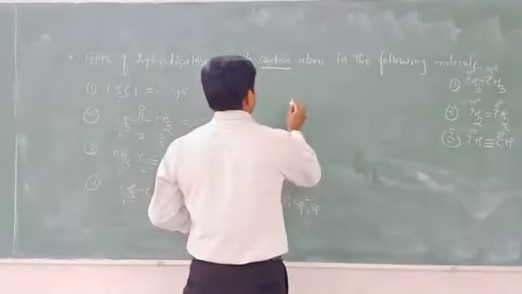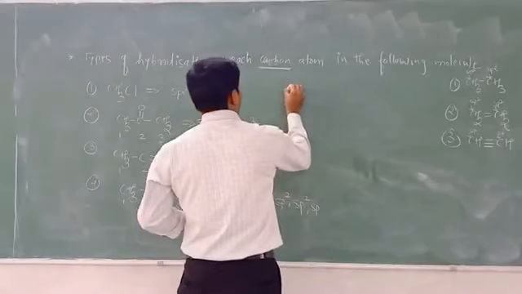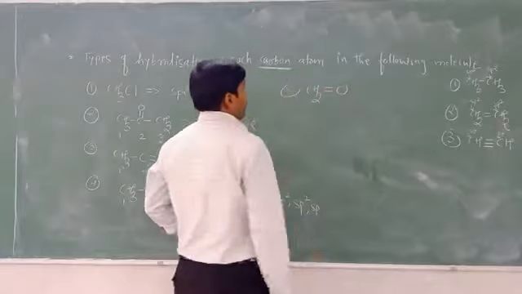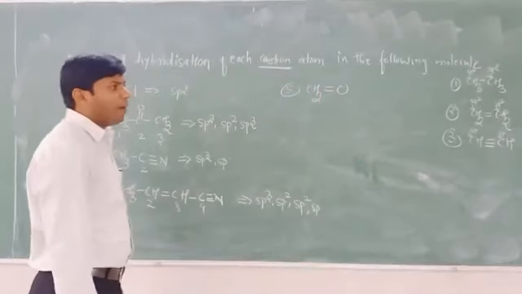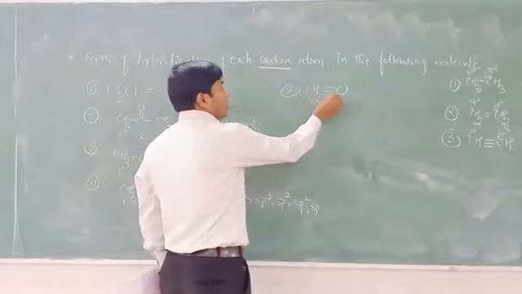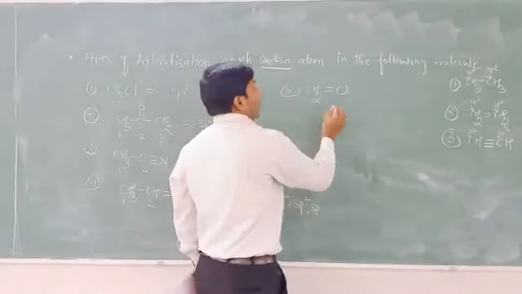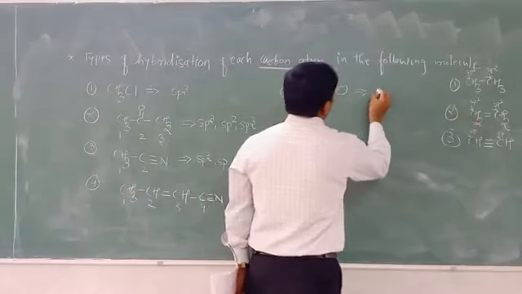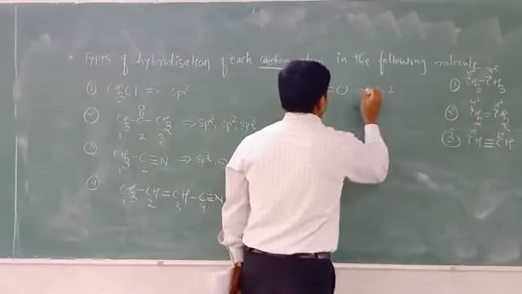One more example I will discuss right now. The fifth one is CH2 double bond O. What is the hybridization of this carbon atom? Here there is only one carbon atom, which is bonded to the oxygen atom by a double bond. So that's why it is in the sp2 hybridization state.